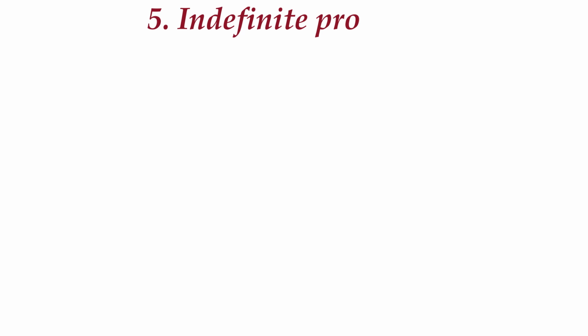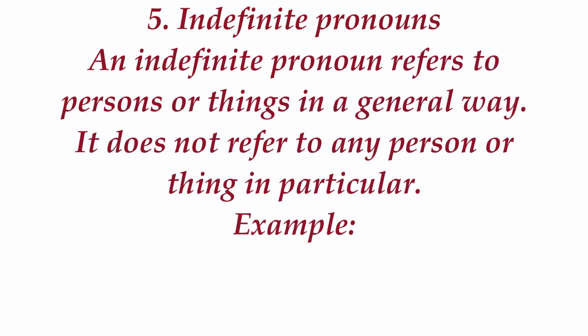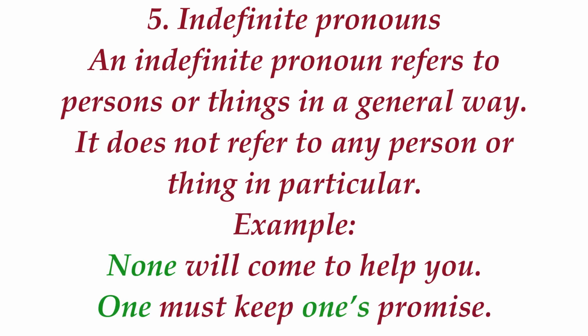The next type is indefinite pronouns. An indefinite pronoun refers to persons or things in a general way. It does not refer to any person or thing in particular. Let's see examples here. None will come to help you. So you're not referring to any particular person or thing, but in general. One must keep one's promise.